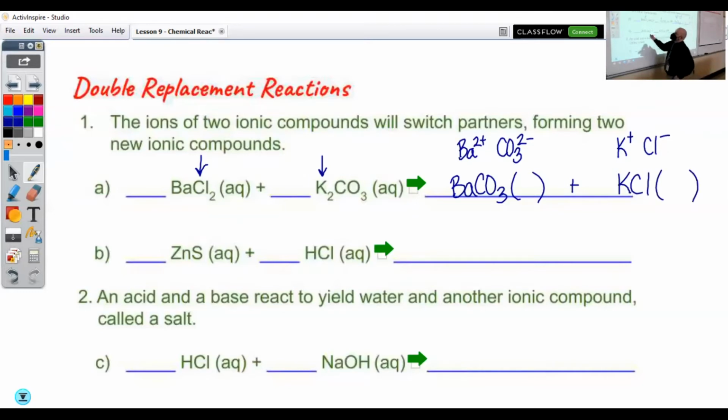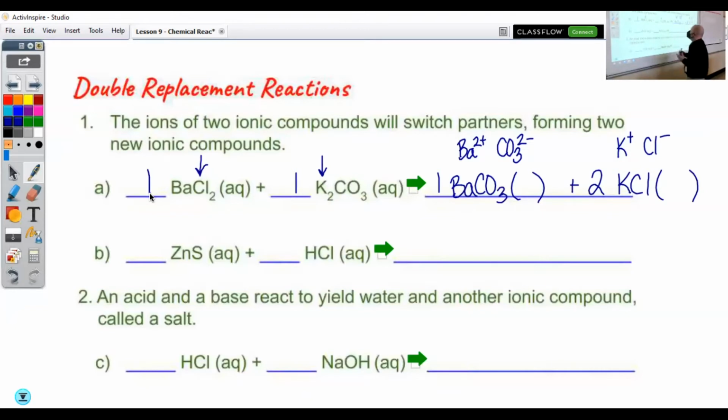In this case, when we balance this equation, we wind up with one barium, 2 chlorides. So we need to put a 2 in front of potassium chloride, 2 potassium, 1 carbonate, 1 carbonate. So all of the rest of my coefficients end up being 1s.